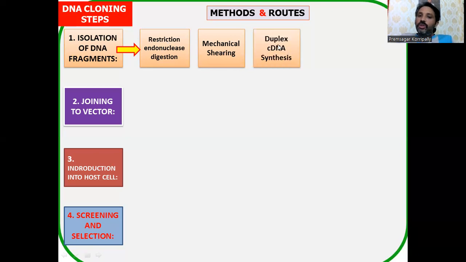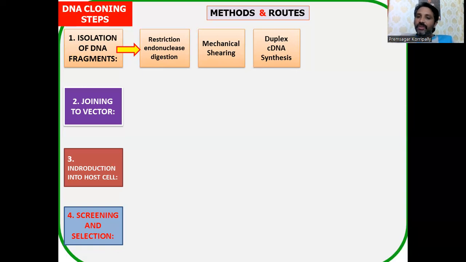The third one is duplex cDNA synthesis. The mRNA which is isolated from the cells is converted to the cDNA by reverse transcription.